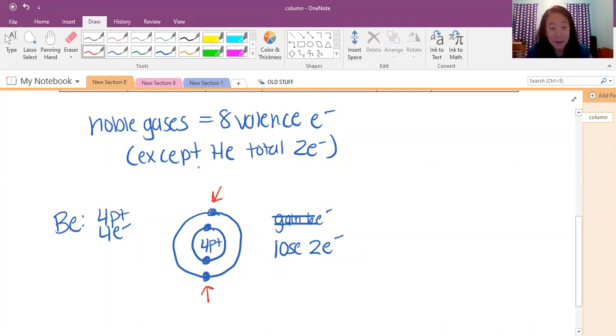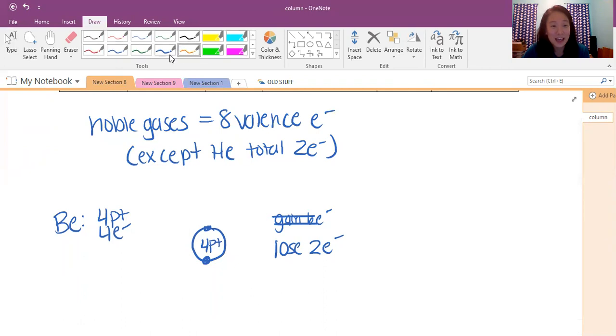So let's think about what happens when beryllium does that. If we lose 2 electrons, this electron and this electron literally get thrown away. So what's left? What's left is this. And what did we say earlier? We said that helium has a total of 2 electrons. So what does this element look like now? It has the stability of helium now, right? It's still beryllium, but on the outside, the electrons look like helium. So now it's stable.